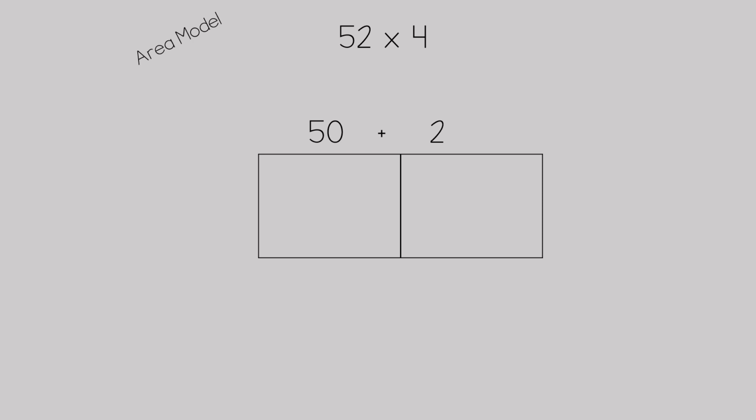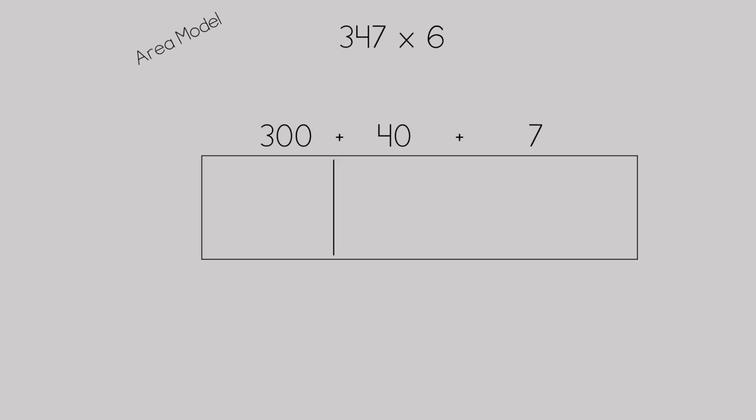Students will then draw a box to represent the rectangle and split the box into 2 since 52 is a 2-digit number. The students will multiply 50 and 2 by the number 4. In the first box, the students will multiply 4 times 50, which is 200. And in the second box, the students will multiply 4 times 2, which is 8. The students will add together the two partial products for a sum of 208.